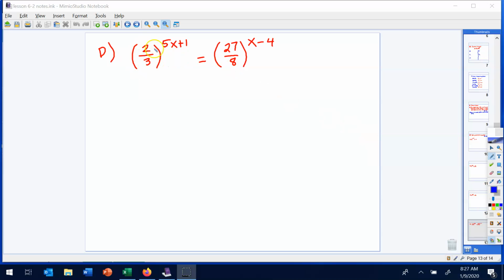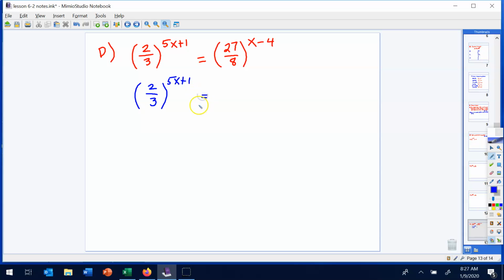Right now, if you look on the left side, the base of the exponent is 2/3. On the right side, the base of this exponent is 27/8. So we've already talked about in the previous examples for lesson 6.2 that this common base technique means that we have to come up with a way, if there is a way, of rewriting these expressions so that they have the same base. Okay, so in this particular case, I'm going to stick with the base of 2/3 for this left side.